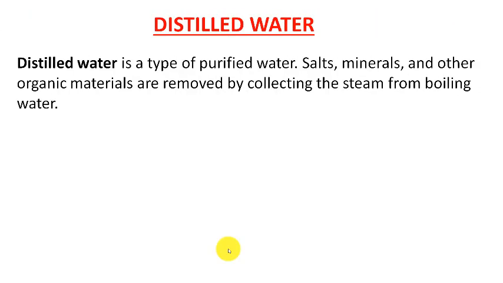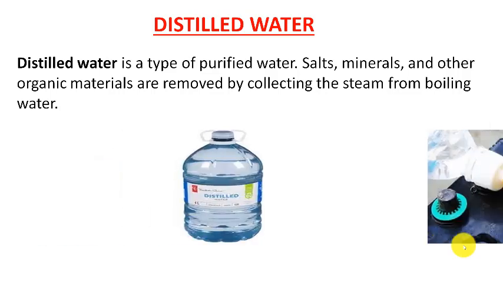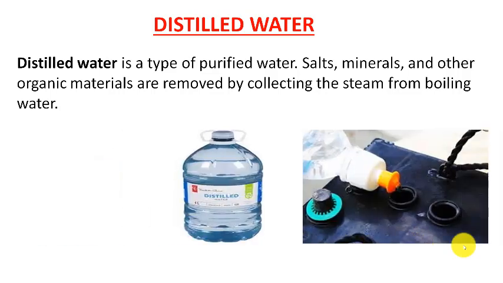It's basically a type of purified water. Salts, minerals and other organic materials are removed by collecting the steam from the boiling water. So it is a purified form of water, which is good for the performance of the batteries. That's why we use it. In this image you can see how the distilled water is poured into the battery.